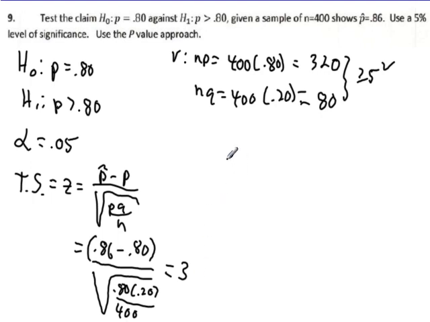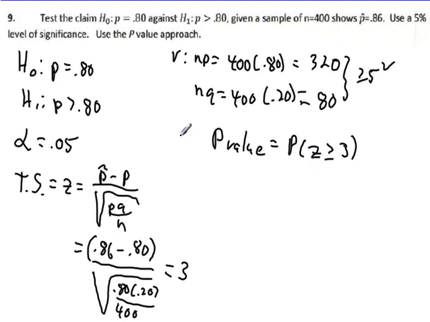So what I can do now, finally, is get my p-value. The p-value is the probability that we get an answer as extreme as our sample. This is a one-tailed test, so it's just the probability in this case that z is greater than or equal to 3. Remember, for a two-tailed test you double. For a one-tailed test you don't.